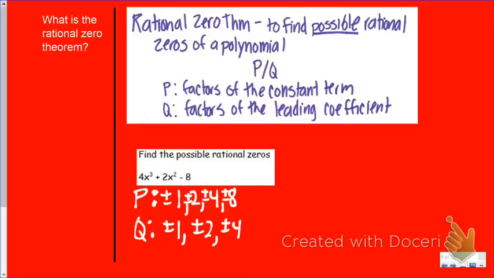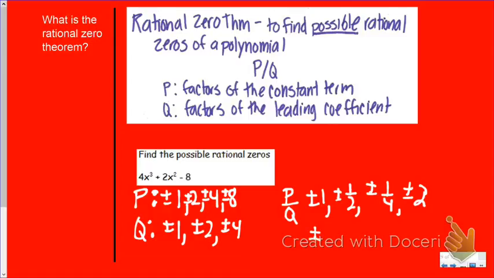Then the last thing I do is I find all the possible solutions for P divided by Q. The easiest thing to do is just start with the first one and write that over every number. So my P over Q values, I have 1 over 1, 1 over 2, 1 over 4. Then I have 2 over 1. Then I have plus or minus 2 over 2, but that's 1, which we already have. And then 2 over 4, that's 1/2. I already have that as well. So I don't have to write them twice.